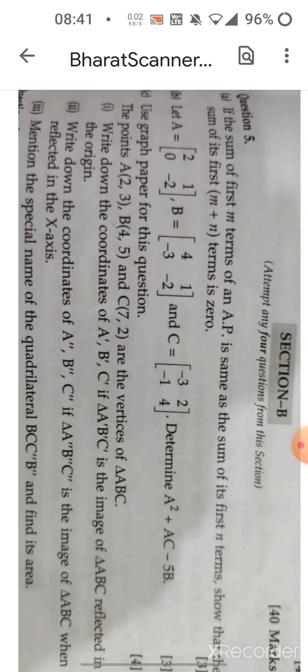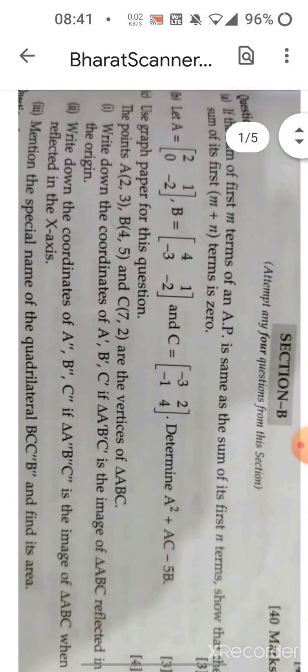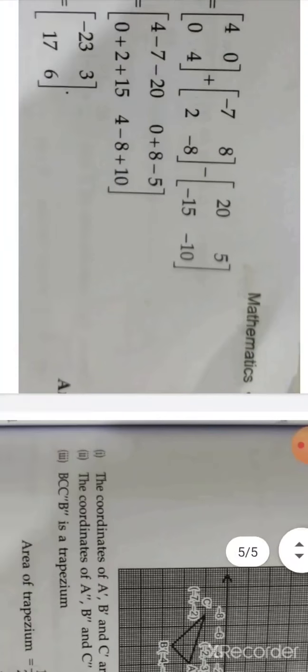Second, write down the coordinates of A'', B'', C'' if triangle A''B''C'' is the image of triangle ABC when reflected in the x-axis. Mention the special name of the quadrilateral BCC''B'' and find its area. 4 marks question. See the solution of this question.